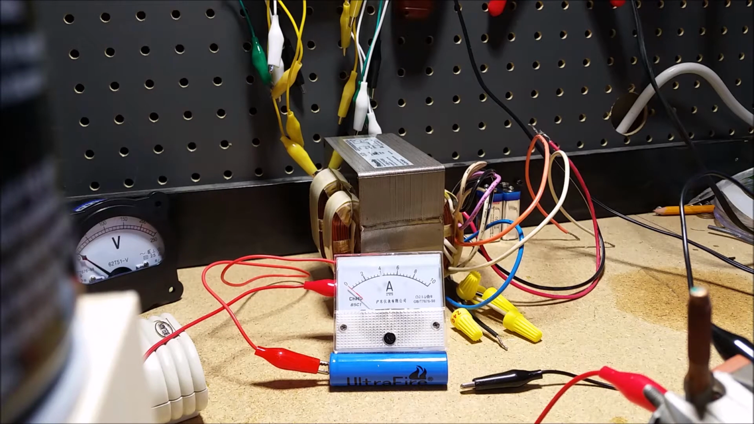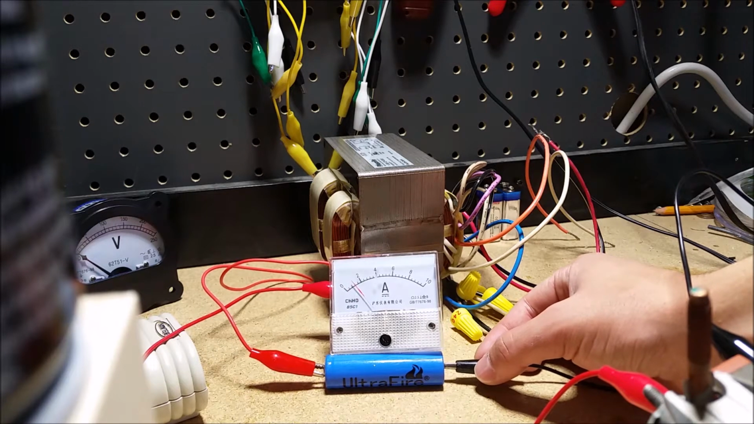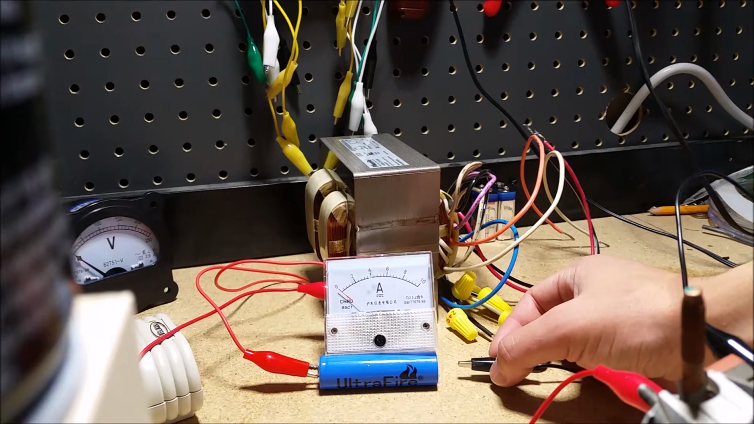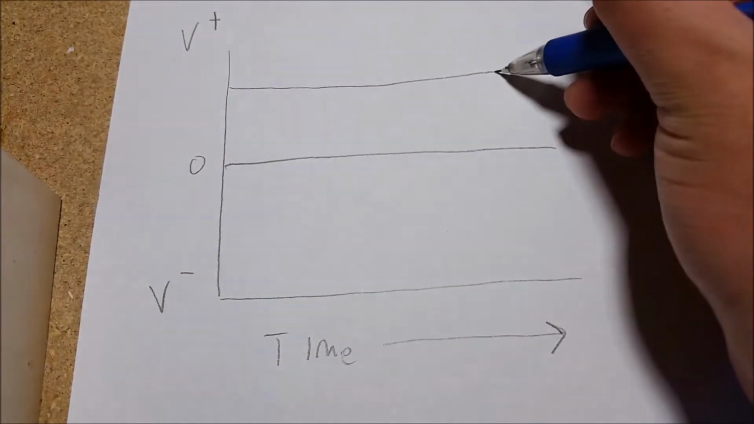To understand alternating current, it helps to look at direct current. DC flows in only one direction, and so in a simple battery circuit like this, the amperage will stay positive. So if you graph a DC voltage or a DC current, it would just look like this.